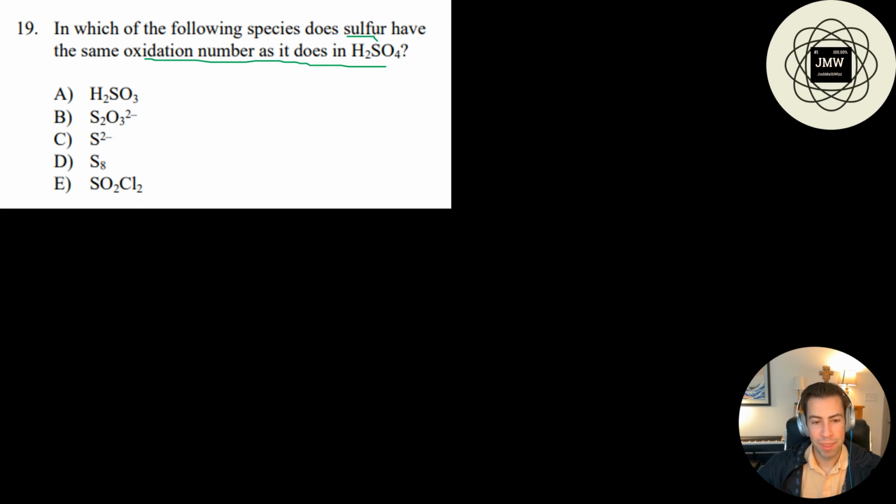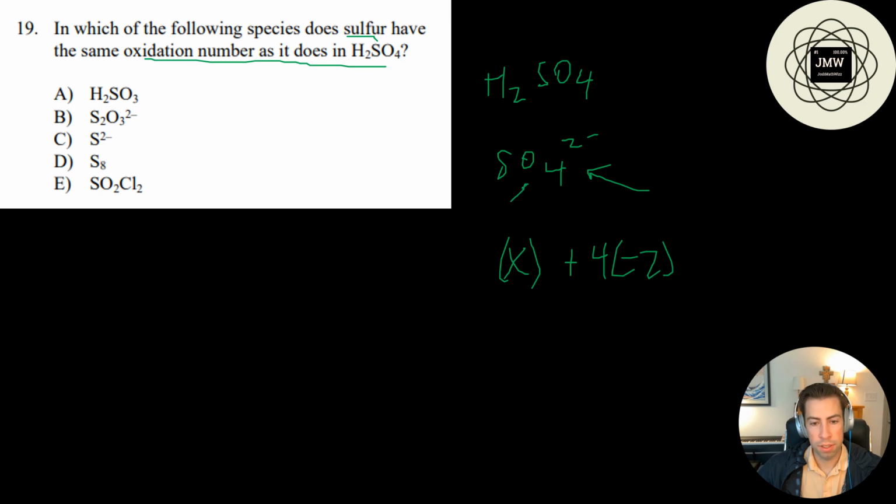sulfuric acid. Okay, so let's go ahead and take a look here. If I have two hydrogens, and then I have this polyatomic ion, remember, this polyatomic ion here is SO4 2 minus. So if I know that, then I can just look at this one. It's going to be something, so we'll call it X, plus 4 times -2, because oxygen always has an oxidation number of -2. That has to equal a total of -2, because that's the charge for the total polyatomic ion.